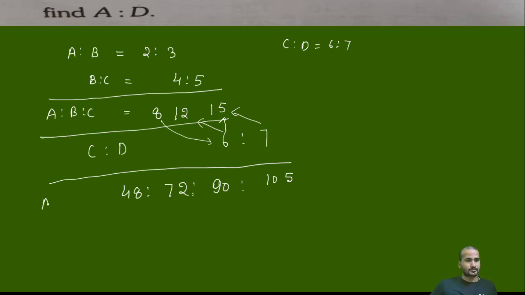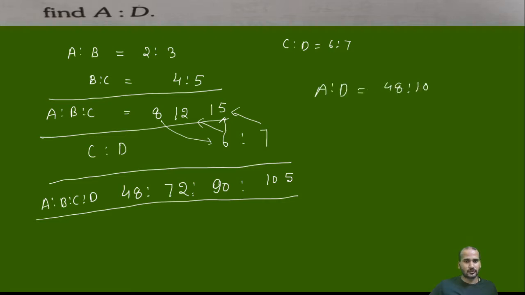Sorry students, this is a, b, c, and d. So what he is asking is only the ratio of a to d. So this will be 48:105. Okay, let's check. This is divisible by 3, so definitely it is divisible by 3.